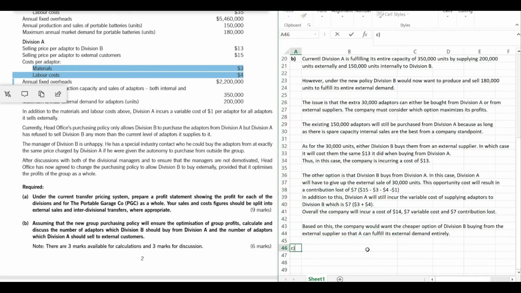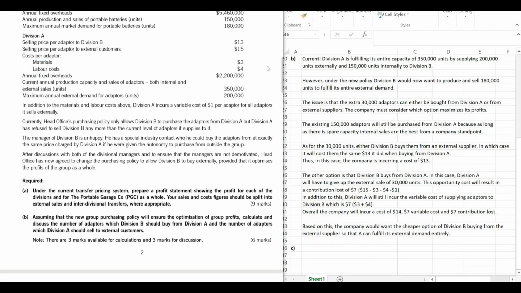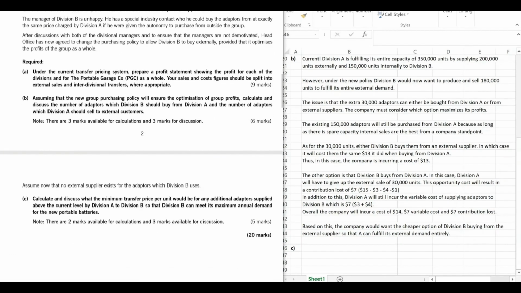Okay, so part C. Now, part C, what's the situation? They're saying, assume now that no external supplier exists for the adapters which division B uses. So now there's no external supplier, so they can't go for what we just said. Calculate and discuss what the minimum transfer price per unit would be for any additional adapter supplied above the current level by division A to division B, so that division B can meet its maximum annual demand for the new portable batteries. There are 2 marks available for calculations and 3 marks available for discussion.